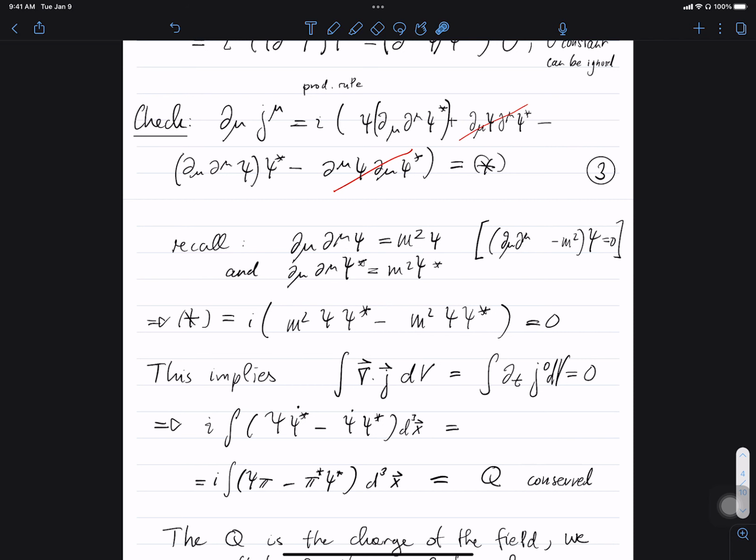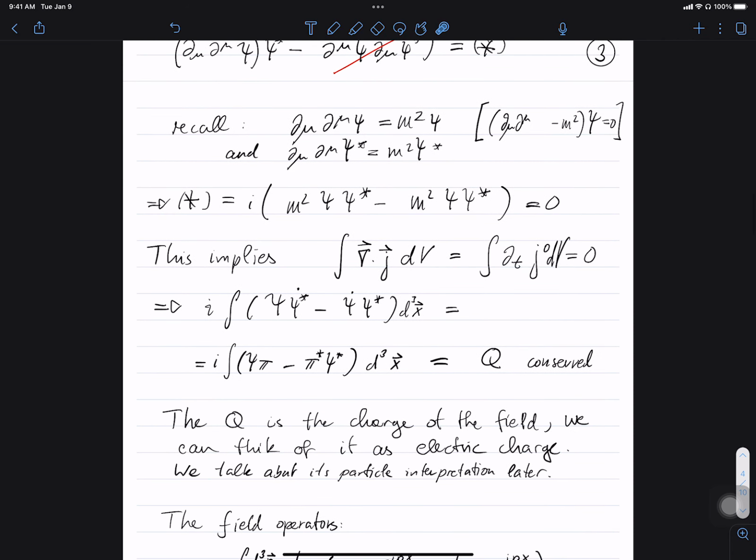So the four-current divergence is equal to 0, and that means that if we take this volume integral over the entire expression, we can show that the divergence of the spatial current, since it's a total derivative that is integrated over the entire volume of space, is a boundary term that vanishes. So this is 0. And we can set to 0 the integral over the time derivative of the 0 component of the current. That means that this expression here, the integral over the 0 component of the current, is a conserved quantity.